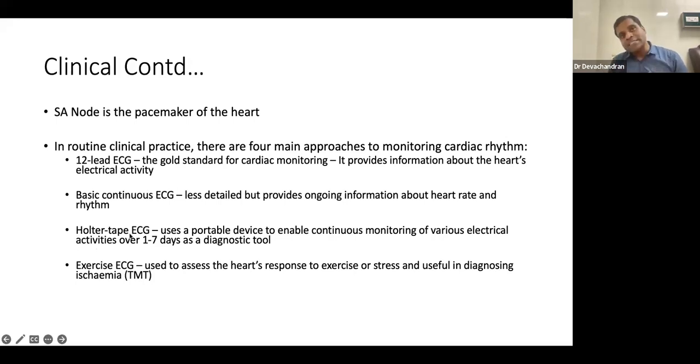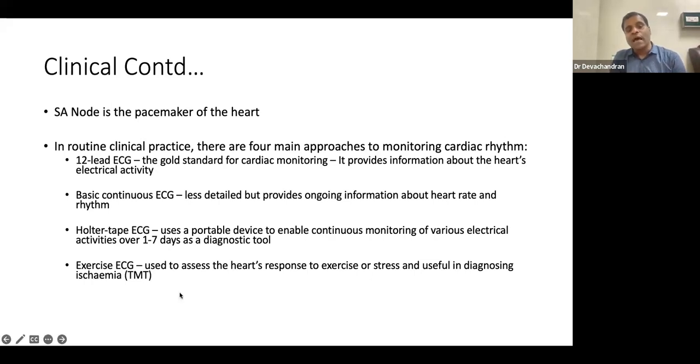The third one, somebody gets admitted with giddiness, or they had what we call syncope, which is basically a brief loss of consciousness, or someone is admitted with a stroke. Then we put them on what is called the Holter ECG. I'm sure you all know the terminologies. And finally, majority of the hospitals have the exercise ECG or the treadmill ECG.